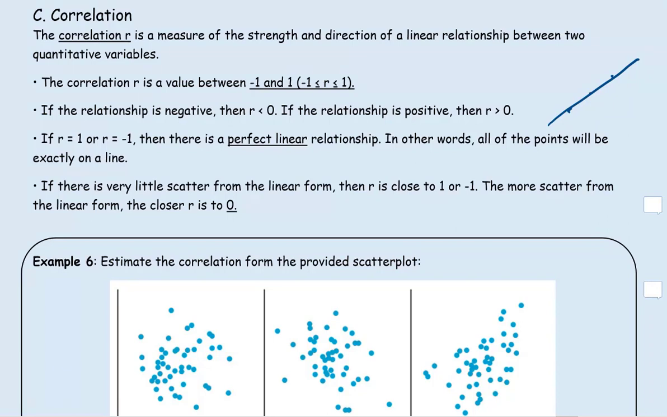If there's very little scatter from the linear form, then R is said to be close to 1 or -1. The more scatter from linear form, the closer it is to 0. So again, the tighter it is to a line, the closer it is to either 1 or -1.